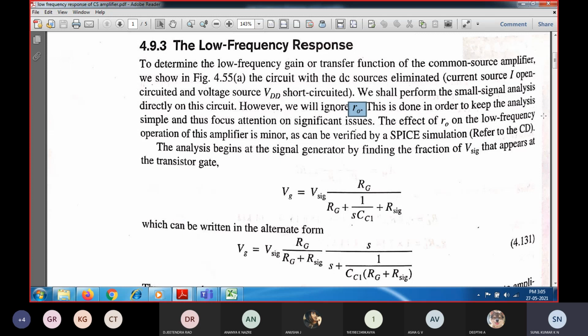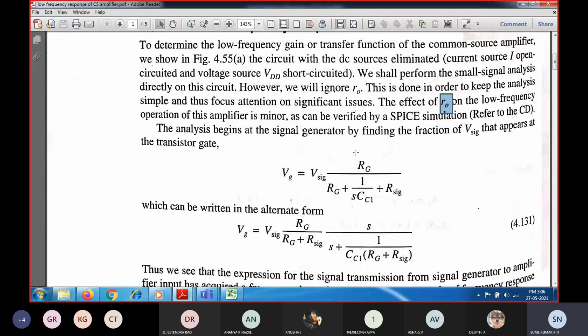If we do not consider this, the analysis becomes simpler. Because of that, the effect of R naught on the low frequency range of the amplifier is minor. So considering that, when we perform operation in the low frequency range, we neglect R naught to minimize the effect on the analysis of the amplifier. This is about the low frequency response, which we are going to take as an assumption. Okay, and then the analysis begins by first considering the signal generator, so we need to find this V signal.